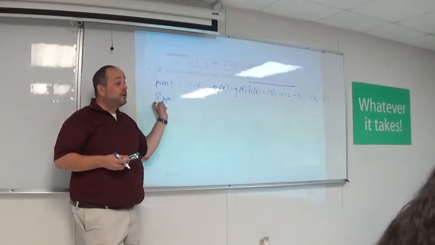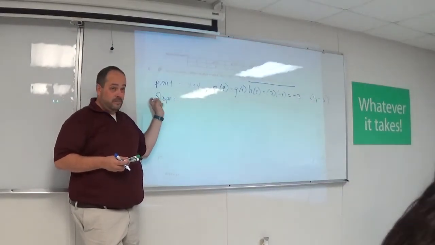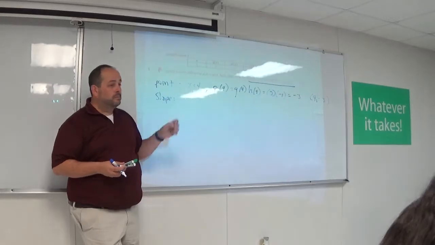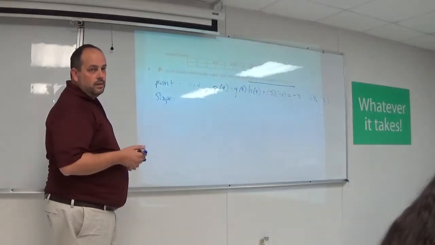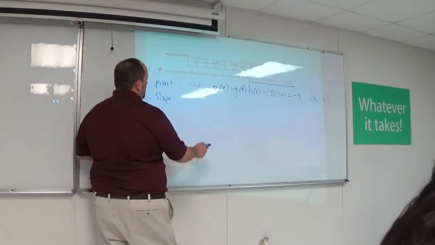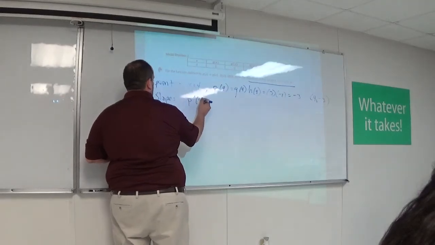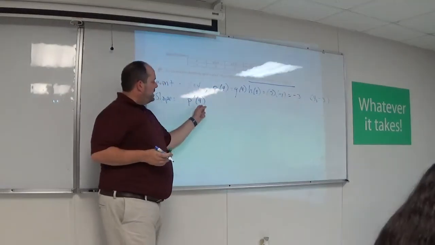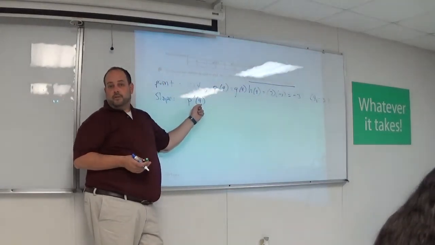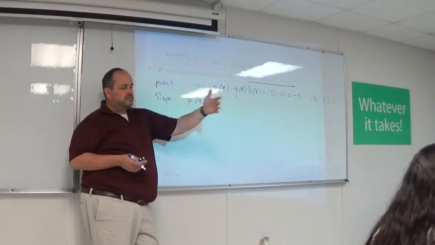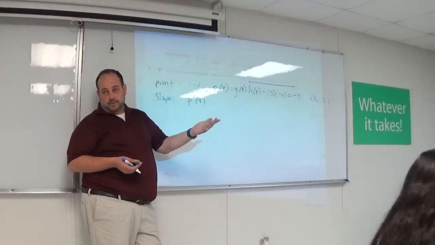Where does the slope come from? Gonzalo, where does slope come from? You use the product rule, which is like g prime of x times h of x. What I hear you saying is we need to find the derivative. Right, because derivative means slope of tangent line. You've heard me say it like 112 times.